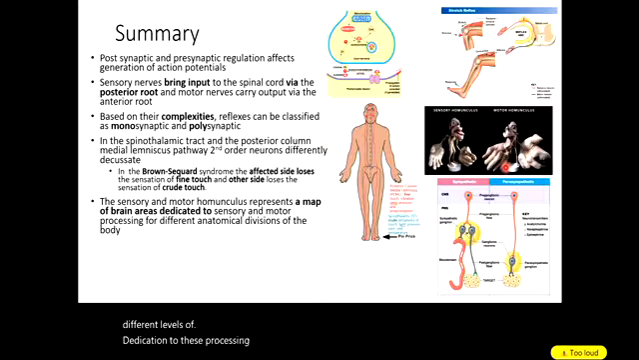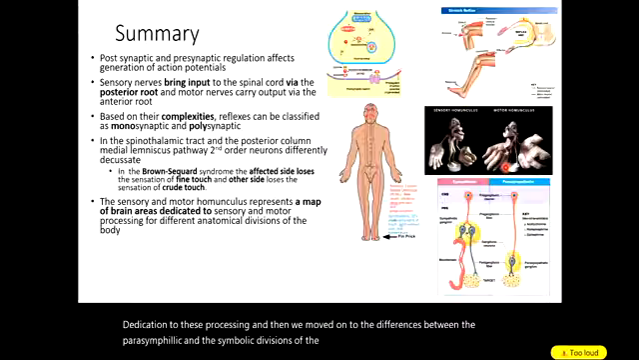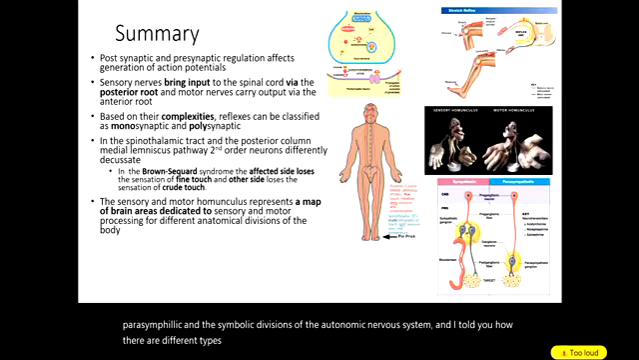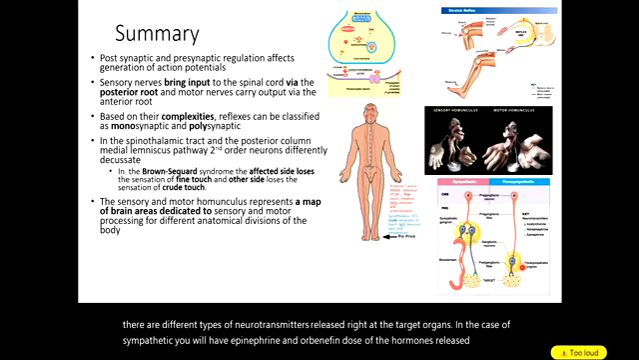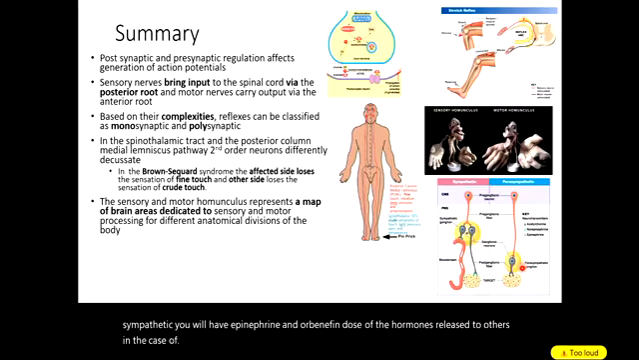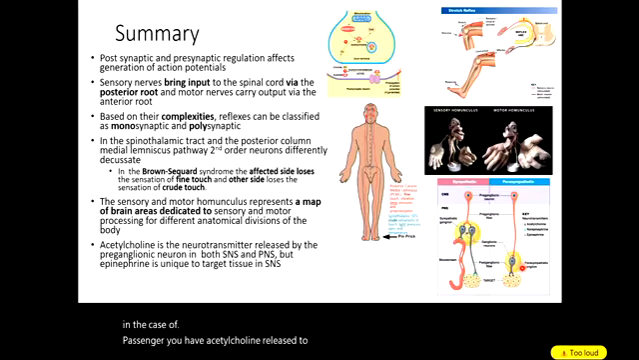And then we moved on to the differences between the parasympathetic and the sympathetic divisions of the autonomic nervous system, and I told you how there are different types of neurotransmitters released at the target organs. In the case of sympathetic, you will have epinephrine and norepinephrine; those are the hormones released. Whereas in the case of parasympathetic, you have acetylcholine released to the target organs.